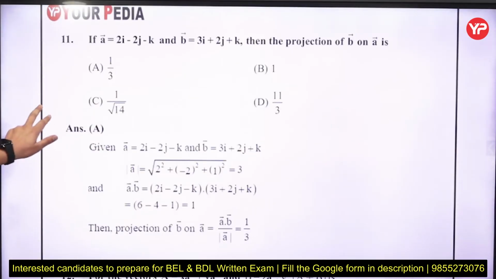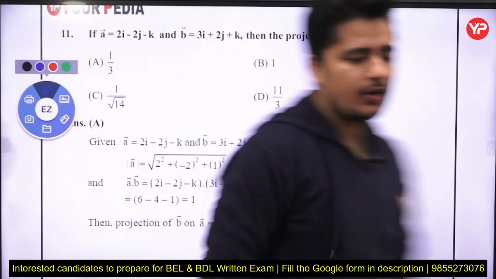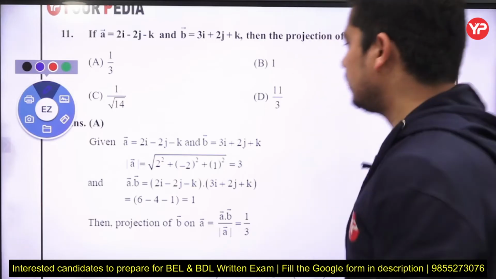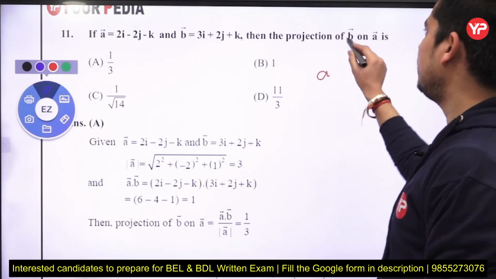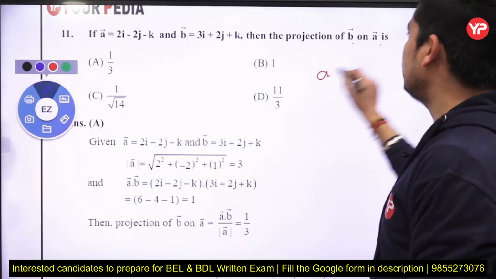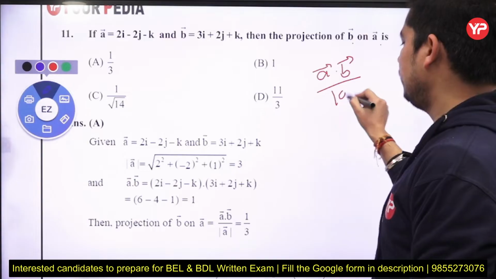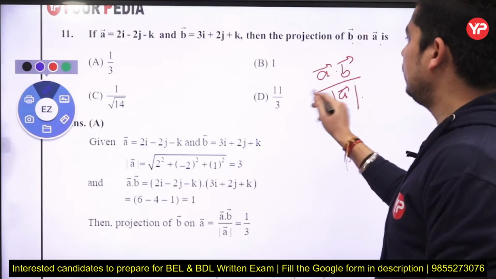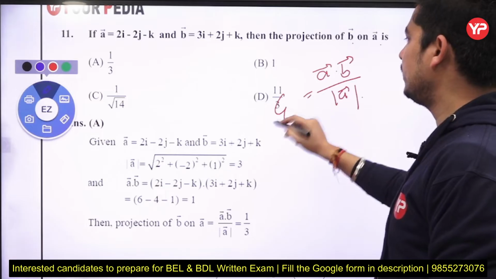A is equal to this, then B is equal to this. We have to find the projection of B on A. If you are finding the projection of any vector, then the formula for the projection, let us take you are finding the projection of B on A, is A dot B divided by the magnitude of A vector. That is called the projection of B over A.